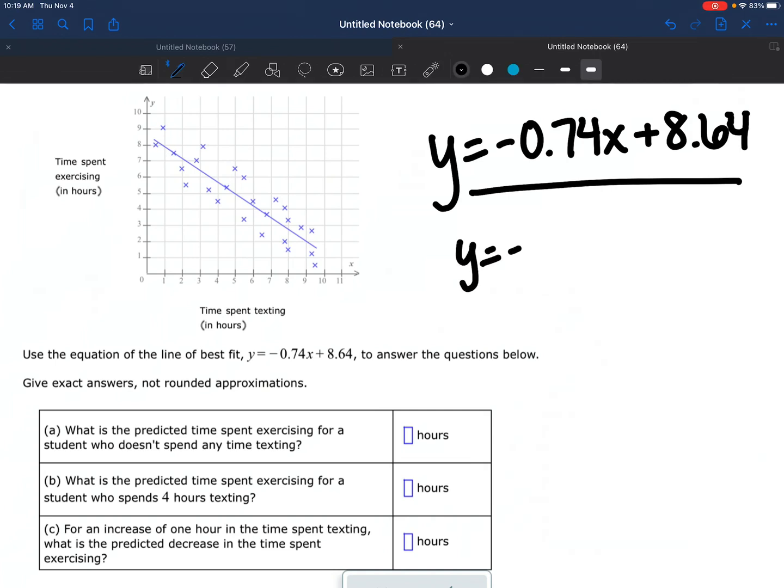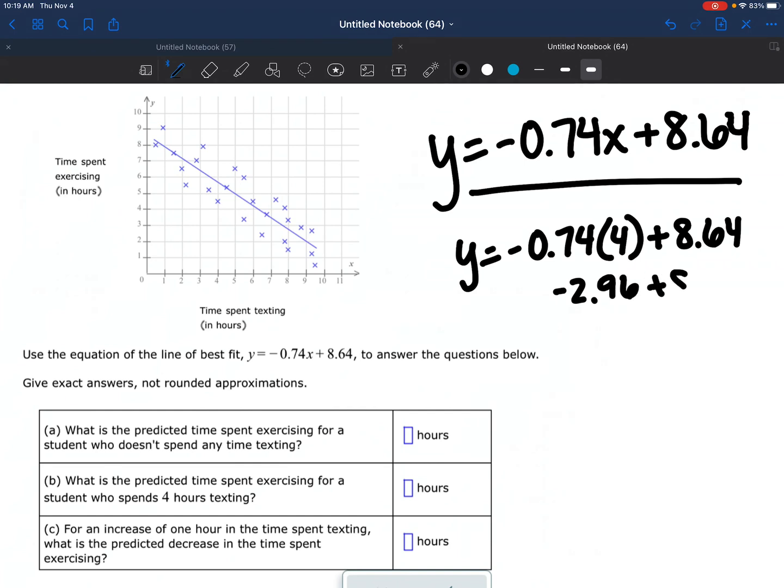Y is equal to negative 0.74 times 4 plus 8.64. Okay, obviously, since these are decimals, I will let you all use your calculator. Negative 0.74 times 4 is equal to negative 2.96. And then if I add 8.64 to that, what do you get? 5.68.